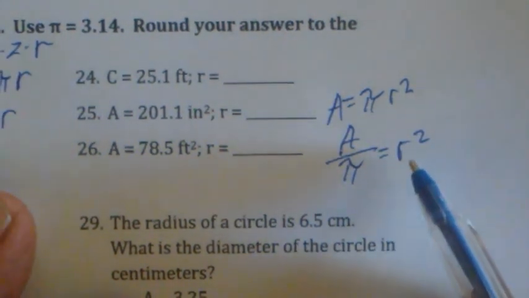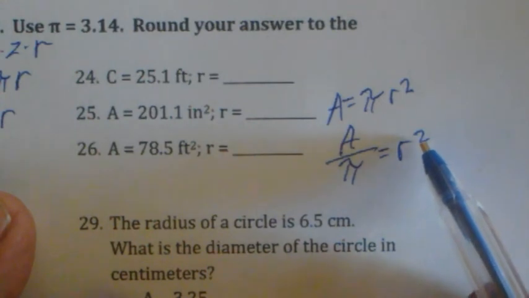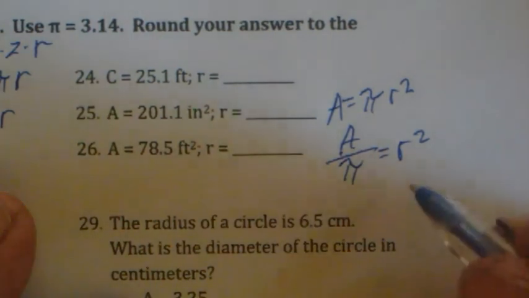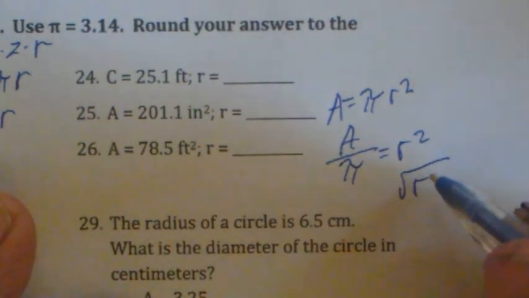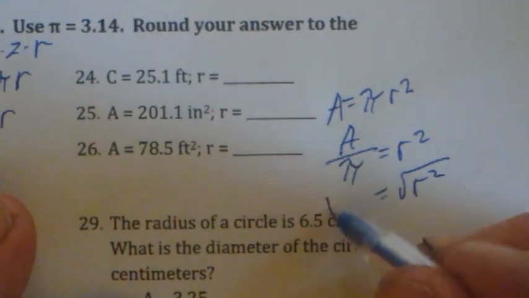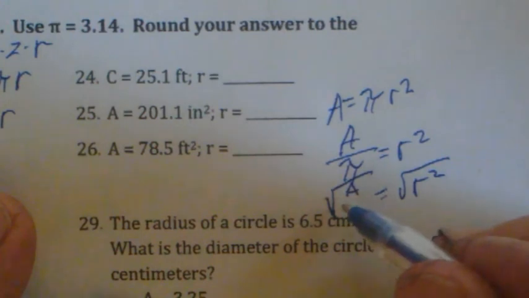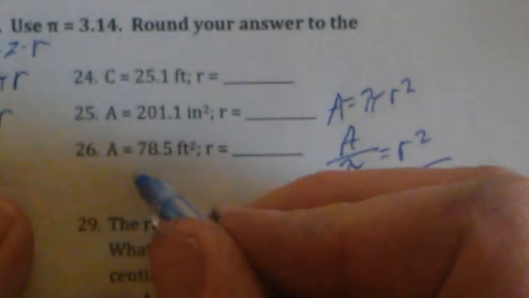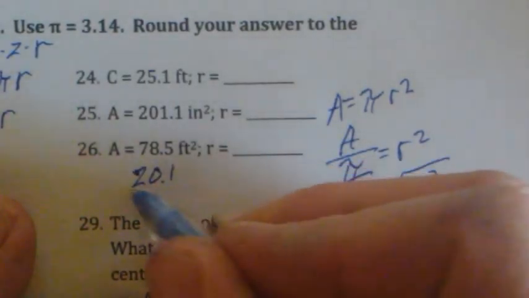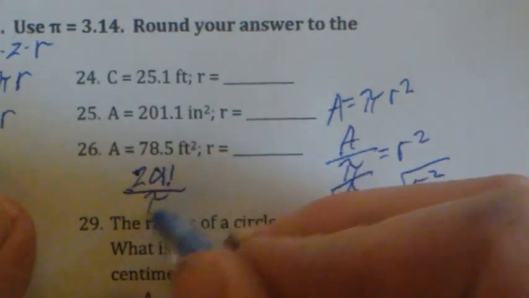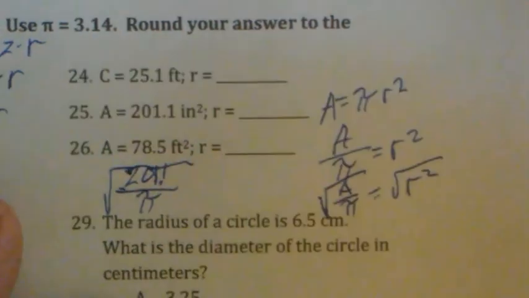How do you get the radius? You have to take the square root of r squared. If you take the square root of r times r, you end up with r. So I'm going to take the square root of r squared, because that's r. But that means I have to take the square root of this too: the square root of the area divided by pi. That's what I got to do. So let's try it here. I want to take 201.1 and divide it by pi, and then I want to take the square root.